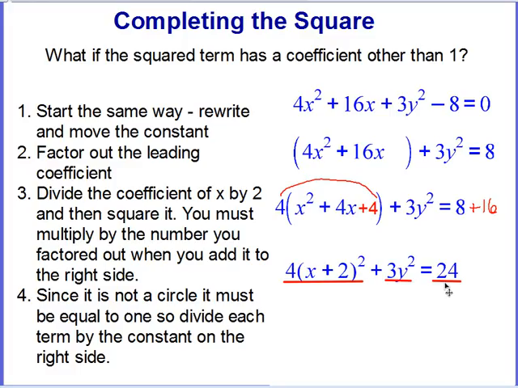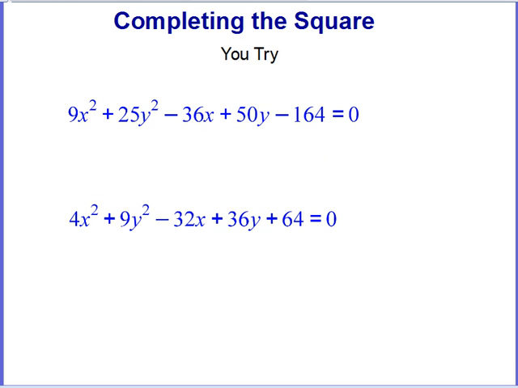So in order to get this equal to 1, because that's my standard form for an ellipse, I'm going to divide everything by 24. Because it has to be equal to 1, so if I divide by 24, I have 1 on this side, which means I have to divide everything by 24. And then I'm just going to simplify these fractions. So 4 over 24 becomes 1 over 6, so I have a 6 underneath my x, and then 3 over 24 becomes 1 over 8. So now this is an ellipse in a form that we know how to graph.